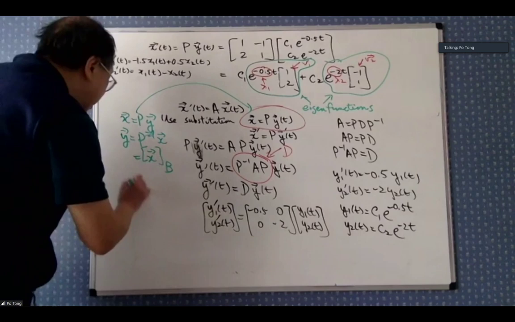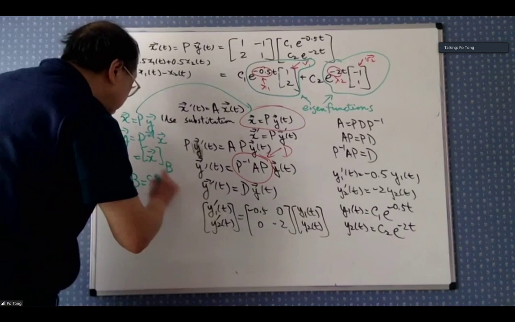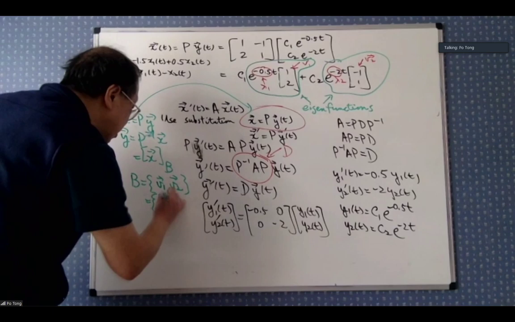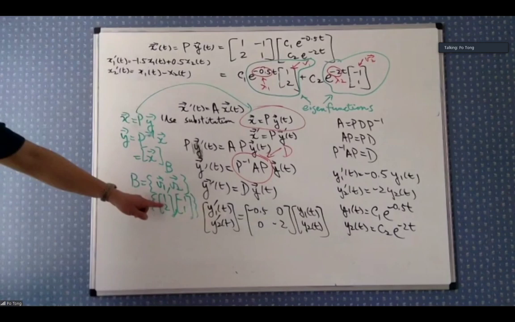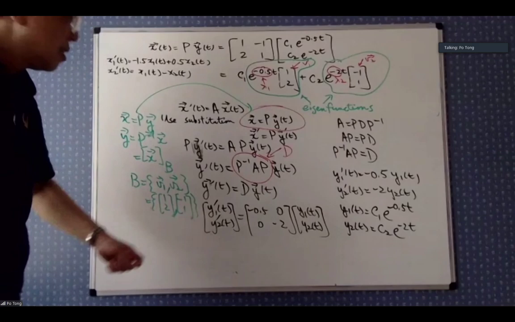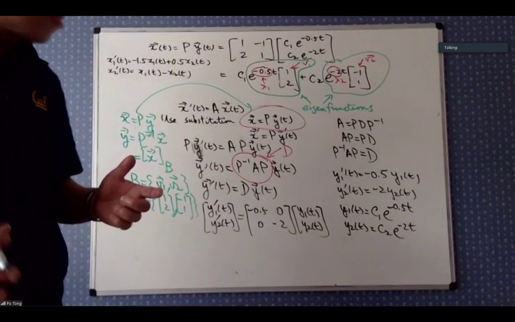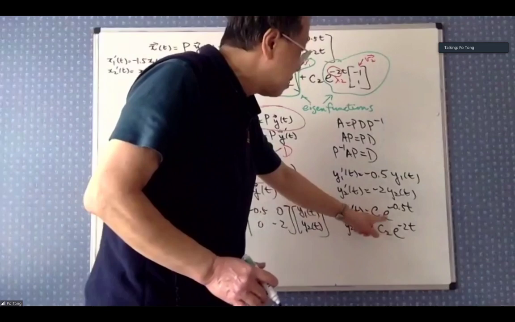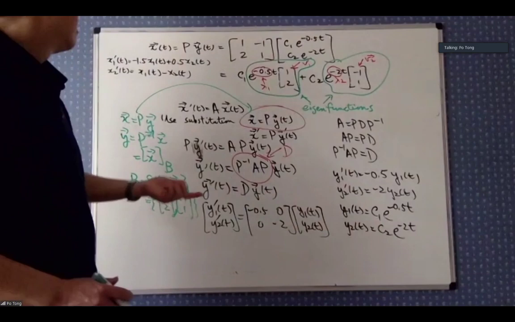So the base of this new coordinate system is my V1 and V2. Of course, in this case, it's my 1, 2, and negative 1, 1. So you use this V1 and V2, the eigenvectors, as a new basis. When you do that, you do a change of coordinate system. And writing this in the new basis, because the new basis is aligning things up nicely, the system becomes decoupled. And you can immediately write down the answer, and then you go back to the X at the end, and you have this as the answer.